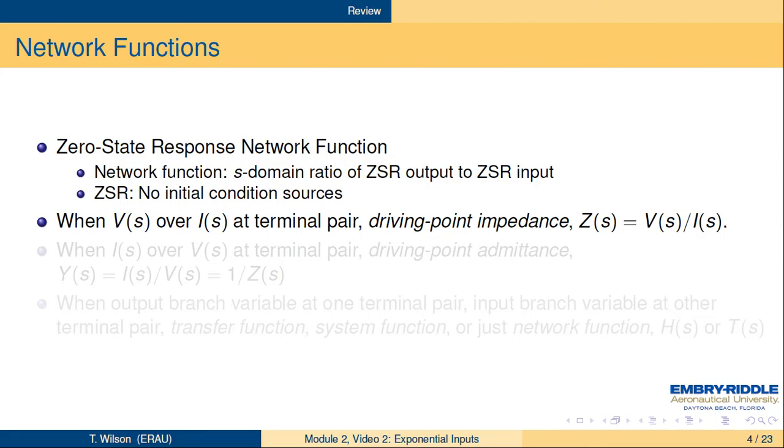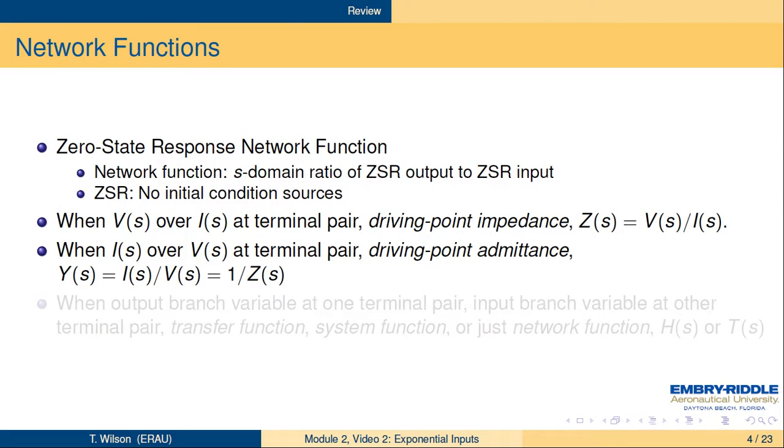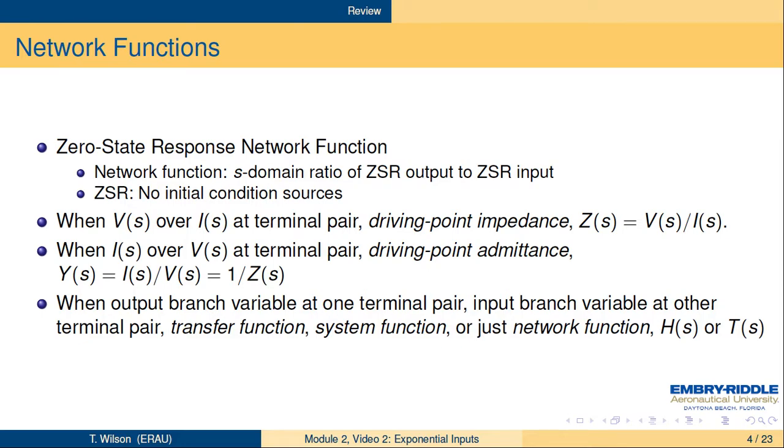When we look at the ratio of the voltage in the S-domain to the current in the S-domain at a terminal pair, particularly the same terminal pair, we call that a driving point impedance. When it's current over voltage at the terminal pair, we call that a driving point admittance. And when we're looking at the ratio of an output branch variable at one terminal pair relative to an input branch variable at another terminal pair, we call that a transfer function. But we also will just call it the system function or the network function, even though formally impedances and admittances at the driving points are also system functions and network functions.